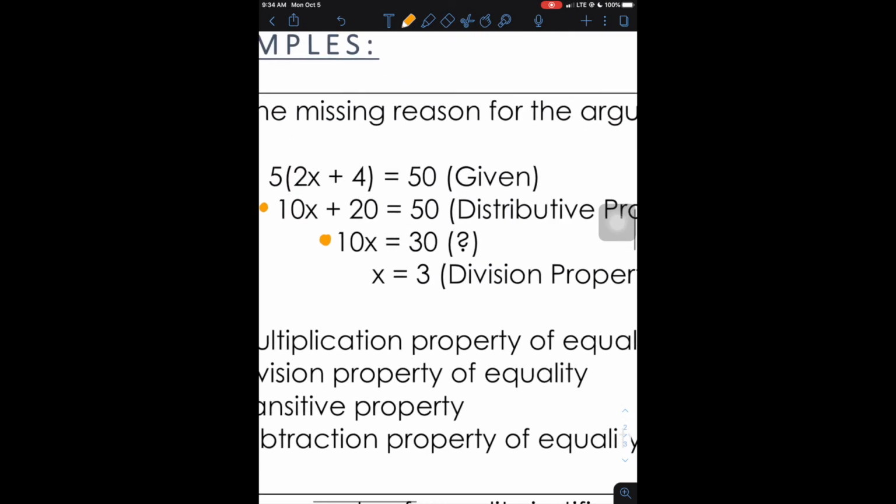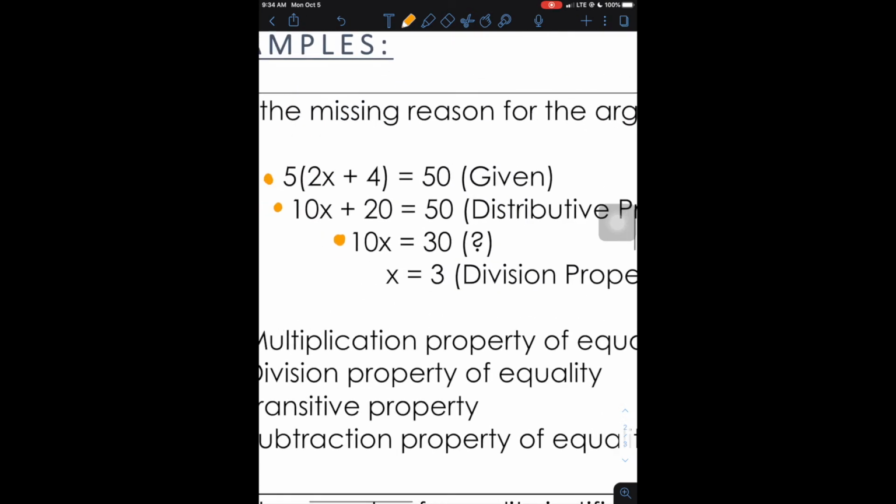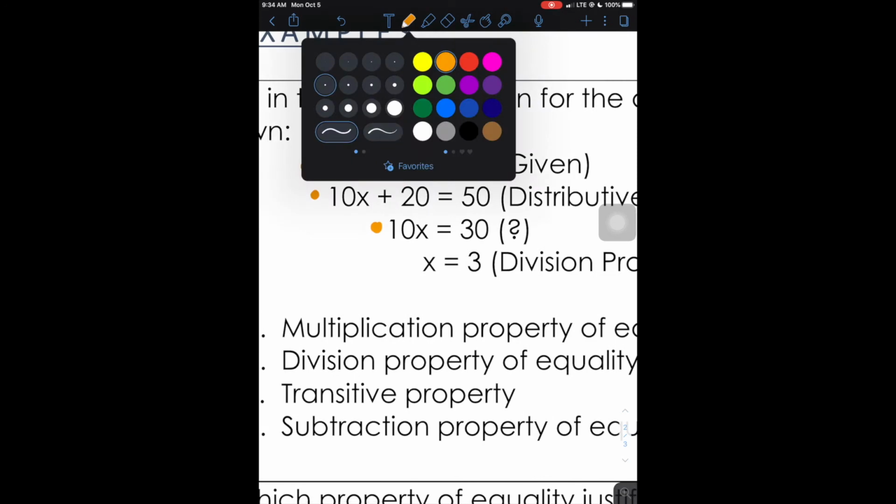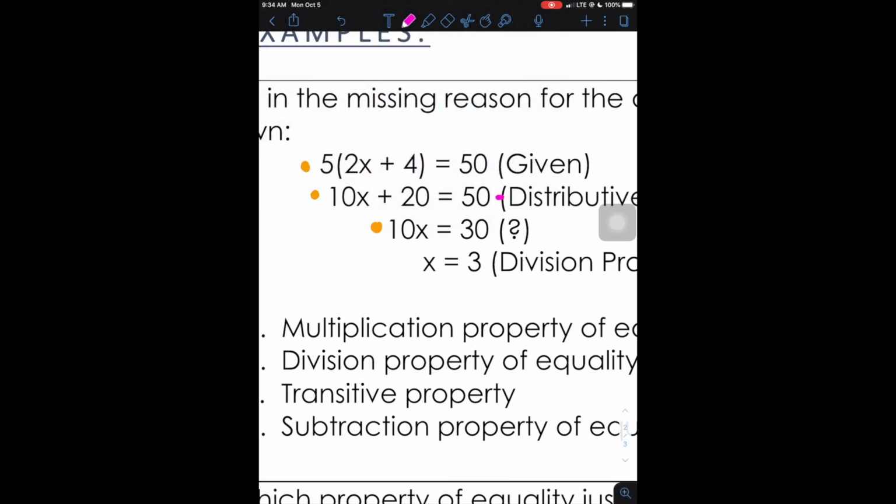But how did they get here? And how did they know it was equal? Well, let's take a closer look at what's going on here. They said 10x plus 20 is equal to 50, and then they subtracted 20 from both sides. So that's giving me a hint right there, and I'm going to give that as a tool for you guys to use as well.